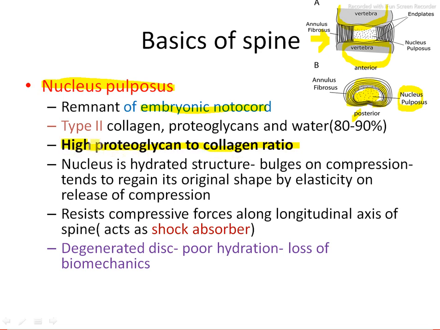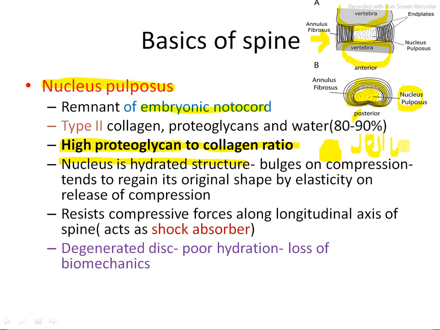What is its significance then? High proteoglycan, being negative in charge, attracts water, meaning it is hydrophilic. Because of its hydrophilic nature, it hydrates the nucleus. And when it hydrates the nucleus, its morphology is like a jelly substance. So this is the inner core circular structure, which is the nucleus pulposus. It is jelly-like, J for jelly, isn't it?